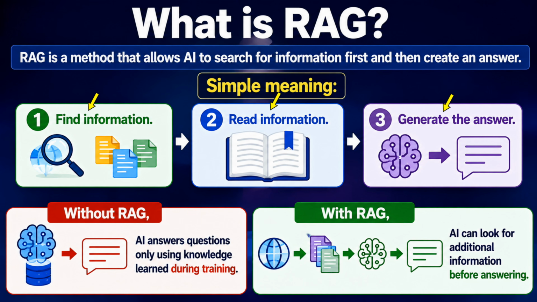RAG works in three steps. First, find the information, then read the information, then generate the answer. Without RAG, AI answers questions only using the knowledge learned during the training. With RAG, AI can look for additional information before answering.